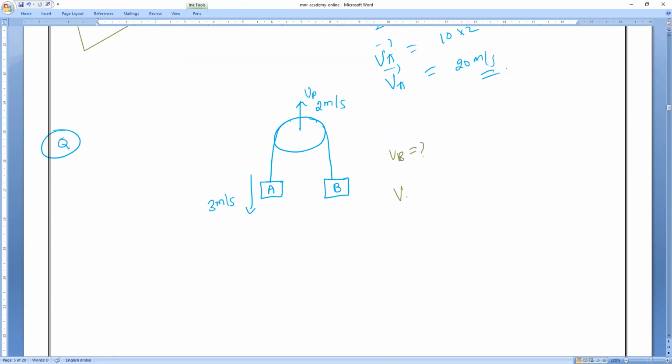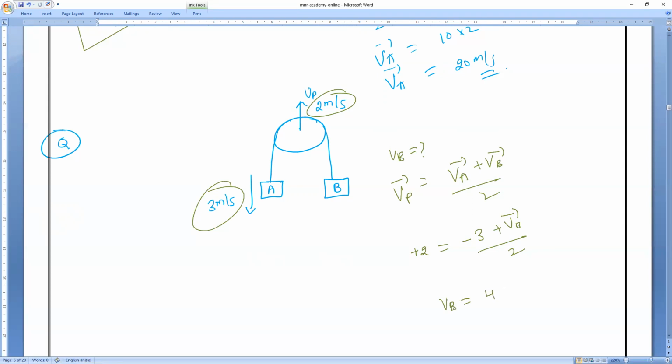The velocity of the pulley is equal to the velocity of A plus the velocity of B, divided by 2. Going upward is positive, going downward is negative. So plus 2 is equal to minus 3 plus VB, divided by 2. What is the answer, Pradosh? Velocity of B is equal to 4 plus 3, so VB is equal to plus 7 meters per second.